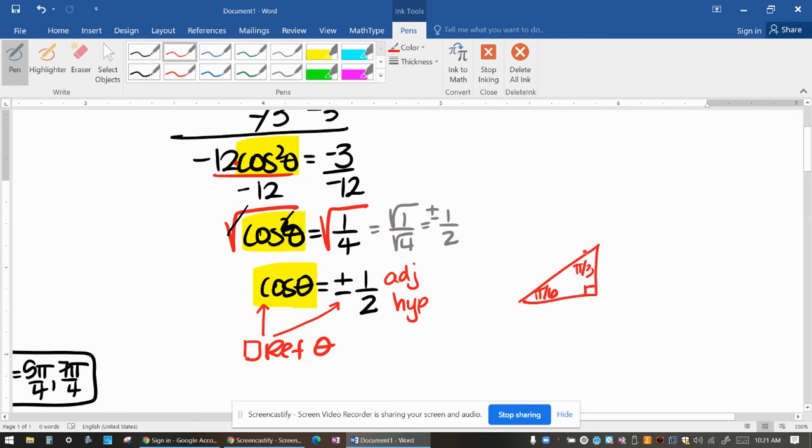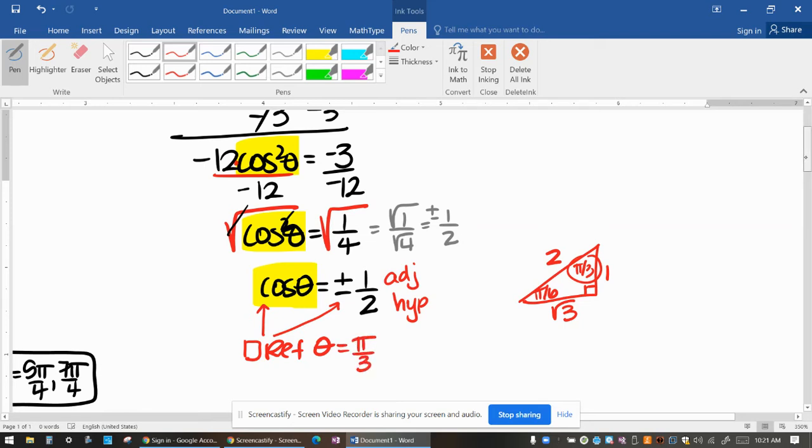Okay, your reference angle is going to be pi over 3. Oopsies, I just realized I labeled those wrong. Okay. So 3, 1, and 2. Okay, so adjacent over hypotenuse, you'd have to use root 3. So the reference angle is pi over 3.